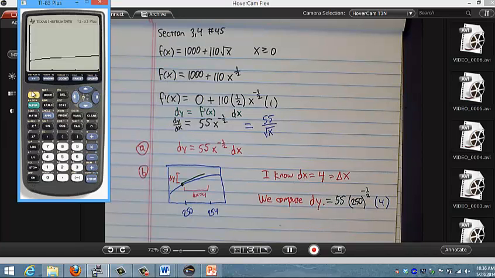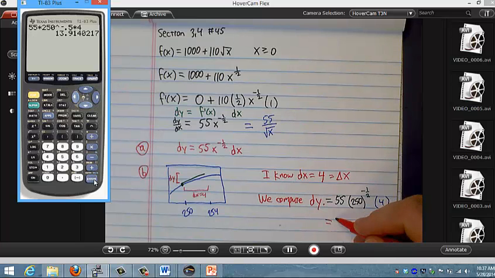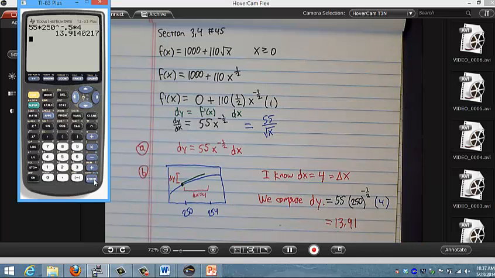So let me do that. 55 times, well, I need 250 to the, how about I say negative 0.5 for negative 1/2 times 4. You guys with me? Enter. So how much more is it going to cost? $13.91. It's not a whole lot, is it?